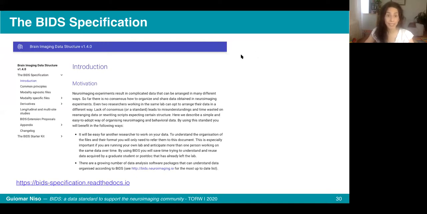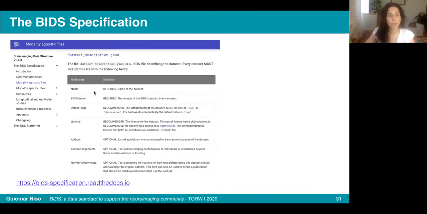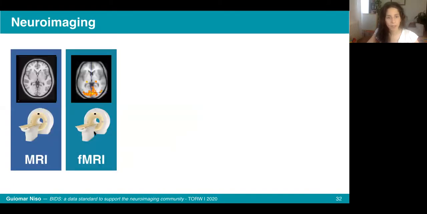All these details are in the BIDS specification, which can be found online. And you can have all the fields and keywords there, like if it's required, if it's recommended, and if it's optional. So you can have a really complete description, and your data set has a lot of integrity.